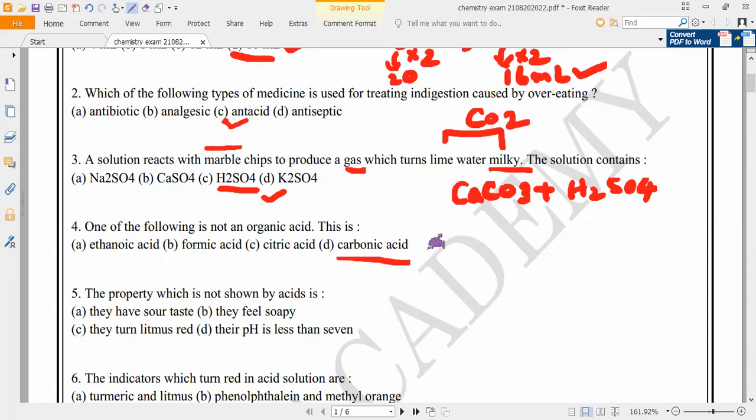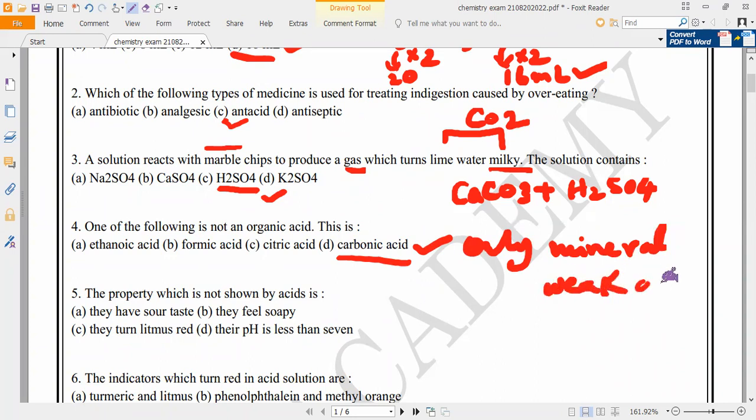Next. One of the following is not an organic acid. Which one? Carbonic acid. Carbonic acid is a mineral weak acid, that is why it is not organic. Next. All of you mark your answers. For each and every question you should know. You should not lose even 1 mark.